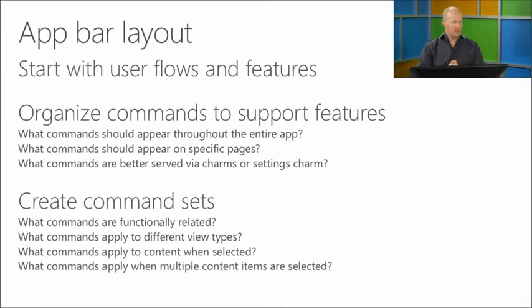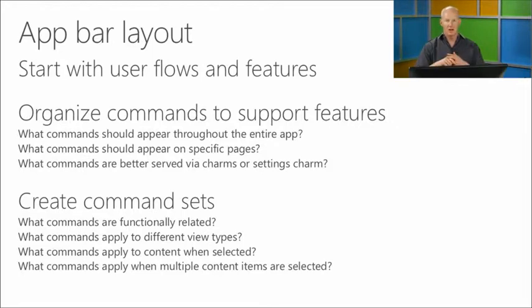So we start with user flows, our scenarios, and our features, right? And from there, we're going to organize our commands into command sets. So what commands should appear throughout the entire app? So just being global, always there, like add new content or something along those lines. What commands should appear only on specific pages, like maybe buttons for filtering and sorting on a list page, right?